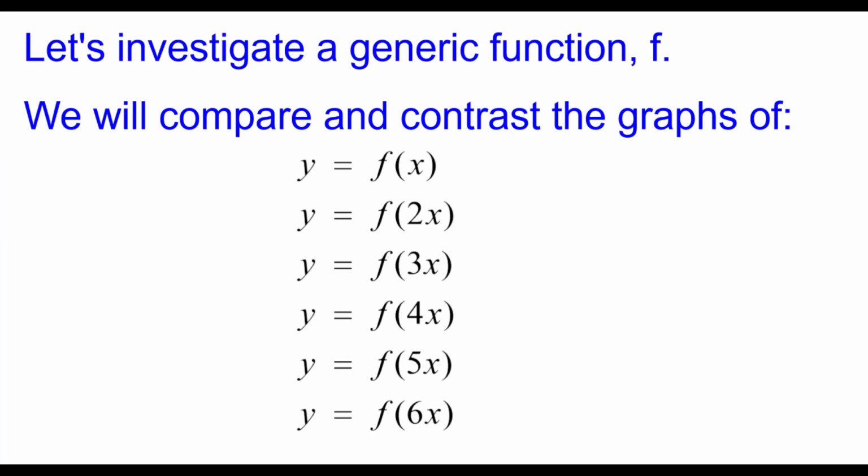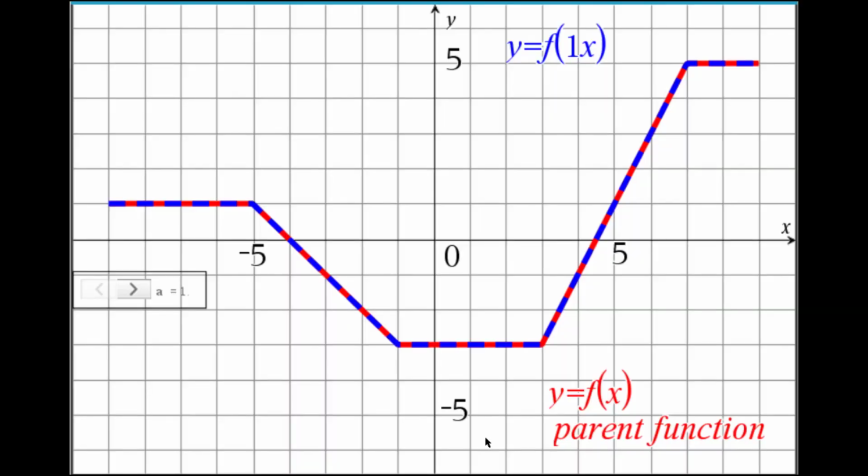So now let's go ahead and investigate some generic function. We're going to compare and contrast graphs of these for some generic function using technology. The graph of this generic piecewise function is in solid red. The transform function is going to be in dashed blue. So this is f of 1x, which is identical. I'm going to increase the coefficient to 2. This is f of 2x. Notice how it compares to the parent function. f of 3x, f of 4x, 5x, and 6x. And notice the patterns you see there.